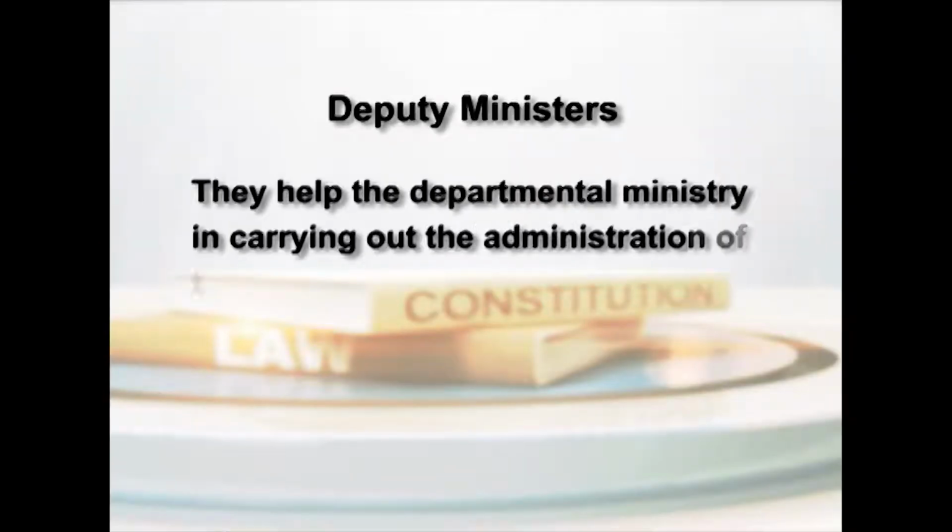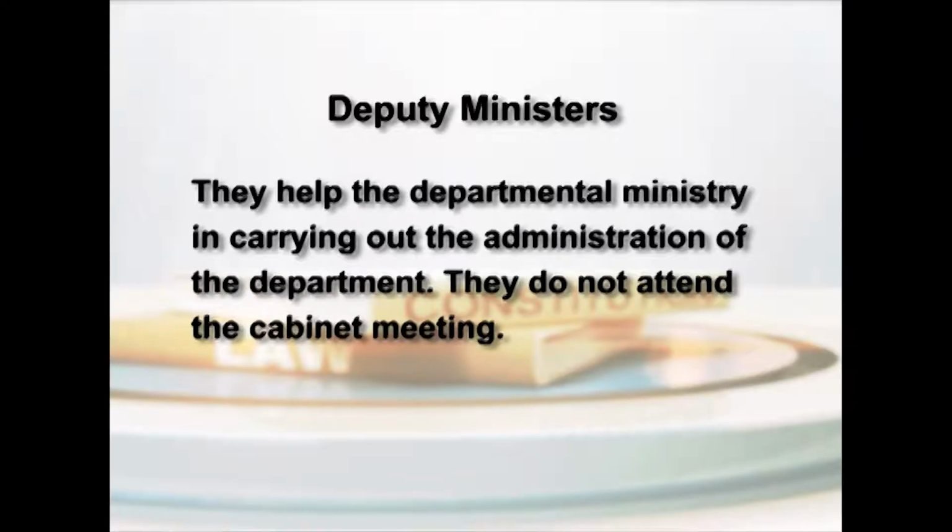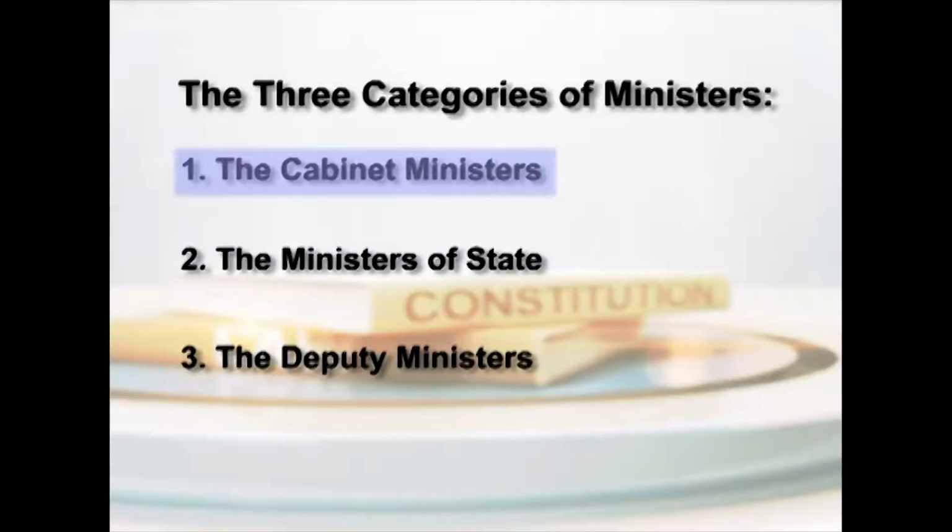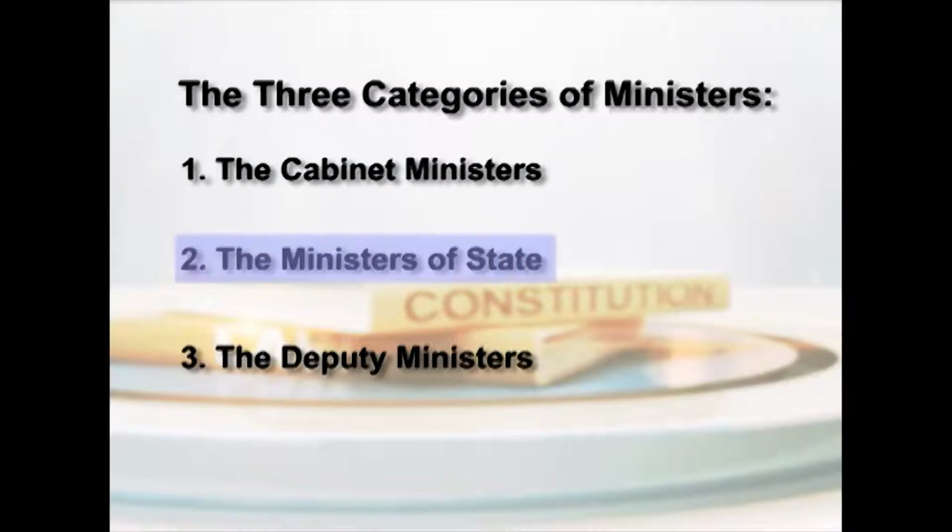They help the departmental ministers in carrying out the administration of the department. They do not attend the cabinet meeting. After viewing this classification, Professor Pylee has observed that a 3-tier ministerial hierarchy was established in India, with cabinet ministers at the top, followed by the ministers of state in the middle, and the deputy ministers occupying the lowest rung of the ladder. At this juncture of our discussion, a distinction can be drawn between the ministers who are members of the cabinet and the others.